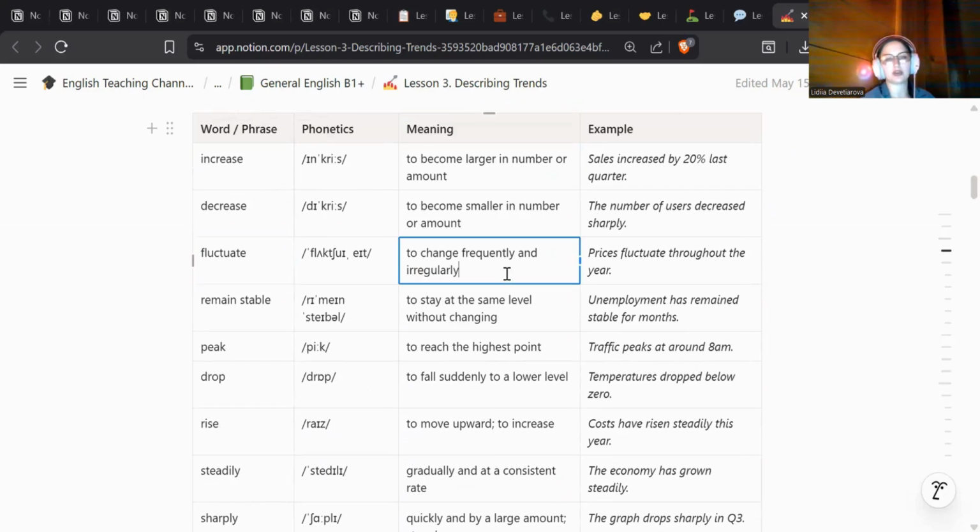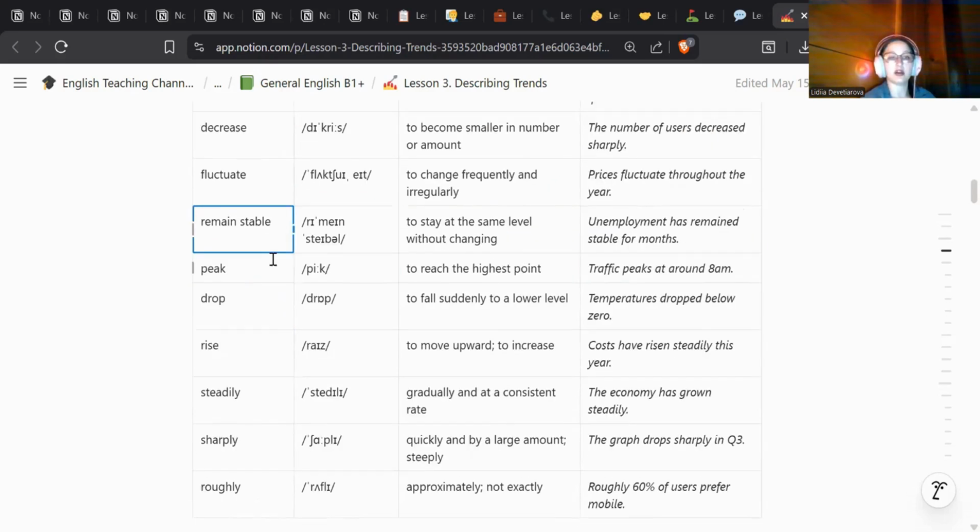Fluctuate, to change frequently and irregularly. So basically to increase and then to decrease, yeah? Prices fluctuate throughout the year. Remain stable, the opposite of fluctuate, to stay at the same level without changing. Unemployment has remained stable for months.